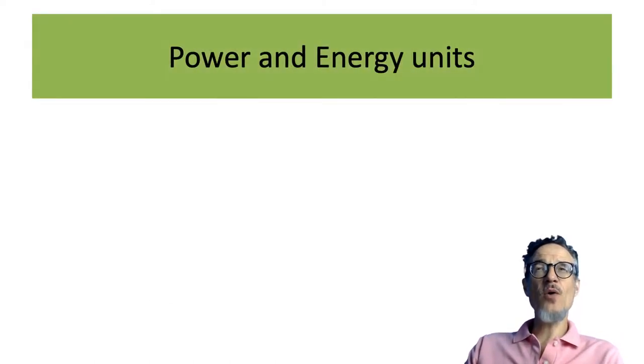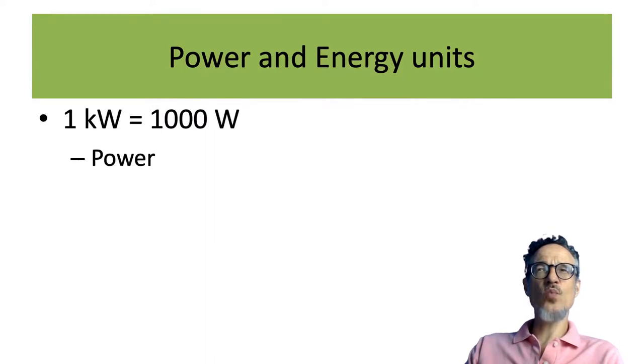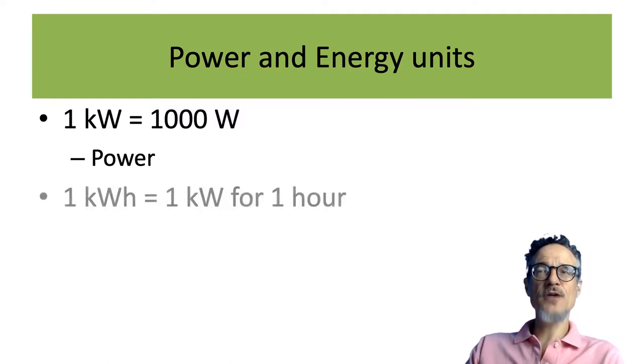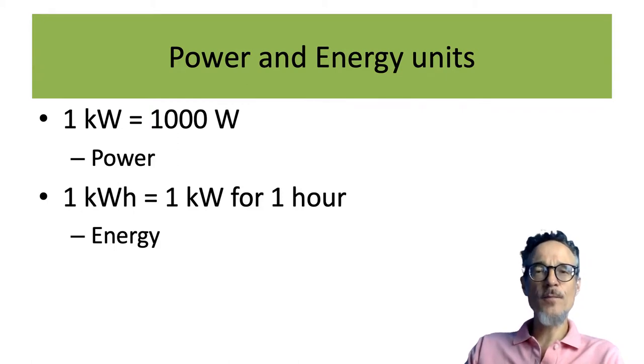Power then. So power and units. Now power is in watts or kilowatts. A kilowatt is 1,000 watts. And confusingly, a kilowatt hour is 1 kilowatt for 1 hour, and this is energy.